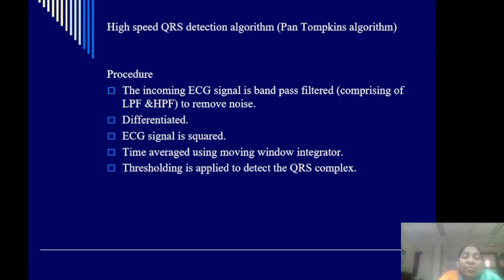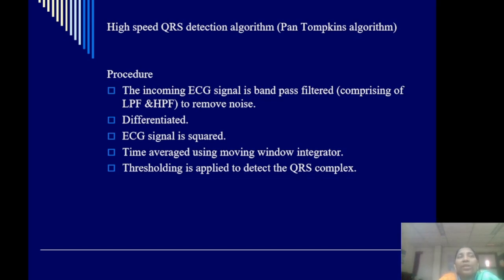So, today's class we are going to study the high-speed QRS detection algorithm. We can also call it the Pan-Tompkins algorithm. Here the procedure is, first of all, the input ECG signal should be band pass filtered. Why? To remove any low frequency drift or any high frequency noise present in the signal, we have to use the band pass filter.